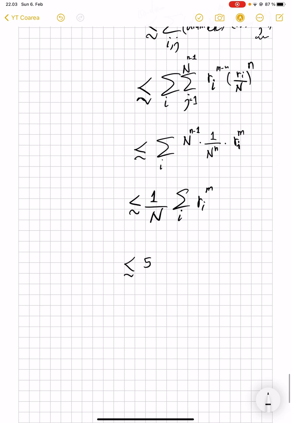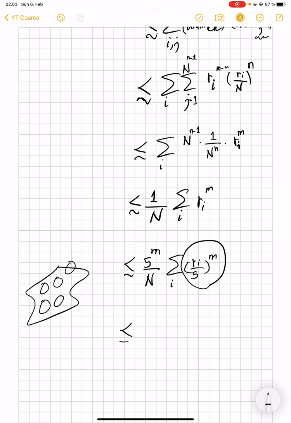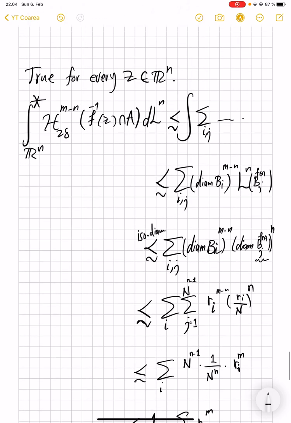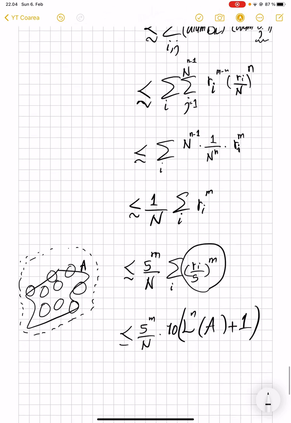But now I can multiply and divide by 5 to the power m, ri to the power 5 to the power m. Now the point is that these are disjoint balls. They don't have overlaps, and they are contained in a neighborhood of A. So A had finite Lm measure, or we could even say A is bounded, so that these balls maybe go outside A a little bit, but not too far away. But whatever happens, because of the non-overlap, this will be, say, 10 times the Lebesgue measure of the set A, maybe plus 1 in case Lm of A is 0. So we calculated and estimated this quantity here with this value.